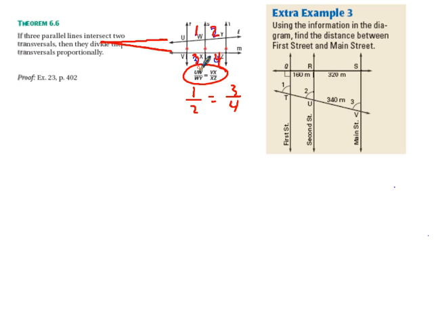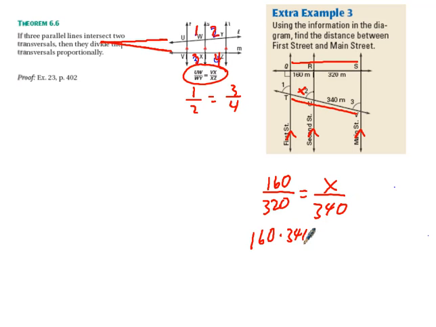In example 3, it says, using the information in the diagram, find the distance between First Street and Main Street. Well, they could mean this distance or they could mean this distance. It's not really clear. But I'm going to guess they actually meant the lower distance. So I'm going to go ahead and find out what x is here. Because we have parallel lines, because these are all parallel streets. Most cities, they are parallel except for this street here going transversal, cutting at an angle. So we can say 160 over 320 is equal to x over 340.